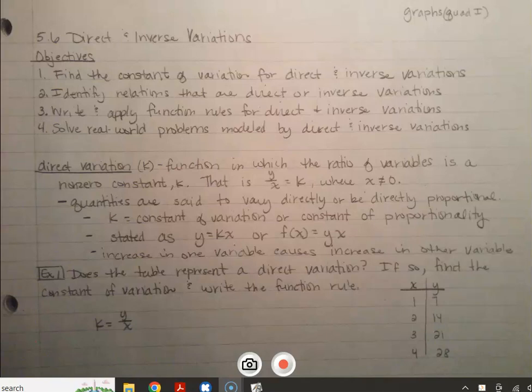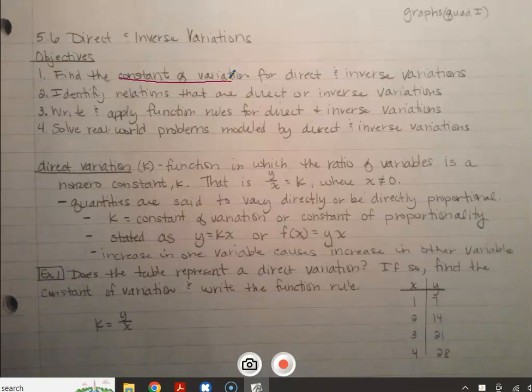All right, today for Algebra 1, we are doing lesson 5.6, which is direct and inverse variations. Our objectives are to find the constant of variation. We're going to look for that constant of variation for direct and inverse variations. Sorry, I keep wanting to say direct and indirect.